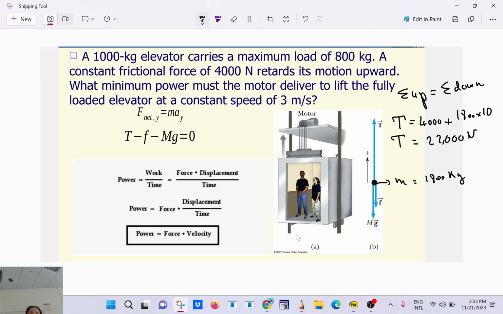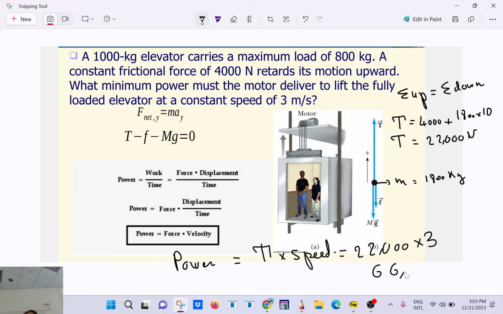Yes? Okay. So the power provided by the tension is the tension times the speed. So you can see why here, you see work is force times displacement divided by the time. Force times displacement divided by time is the velocity. So just force times velocity. It's another equation. So it's going to be 22,000 times 3. And what is the unit? What is the unit? The unit is watt.